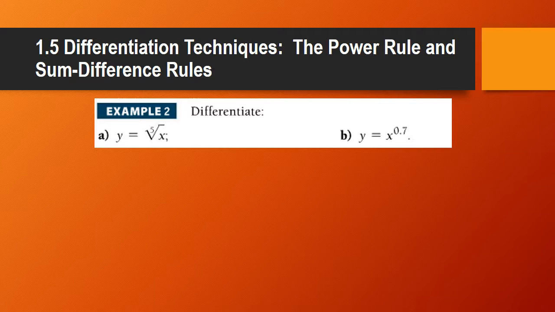Okay, now try these. Let me remind you that a root can be written as a power, as a fractional power. So the fifth root of x is the same as x to the 1/5 power. Pause the recording, give these a try, and resume to check your answer.